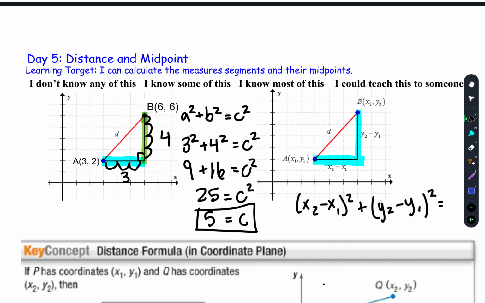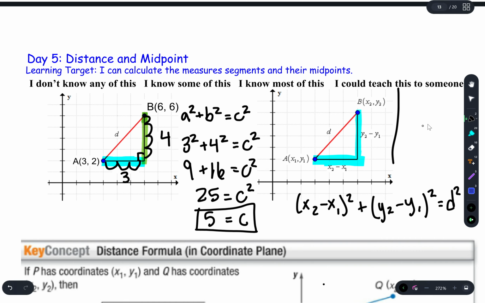Now if we keep setting that up in the Pythagorean theorem, we know that that means that my distance d squared looks like that. So that's my setup for Pythagorean theorem.